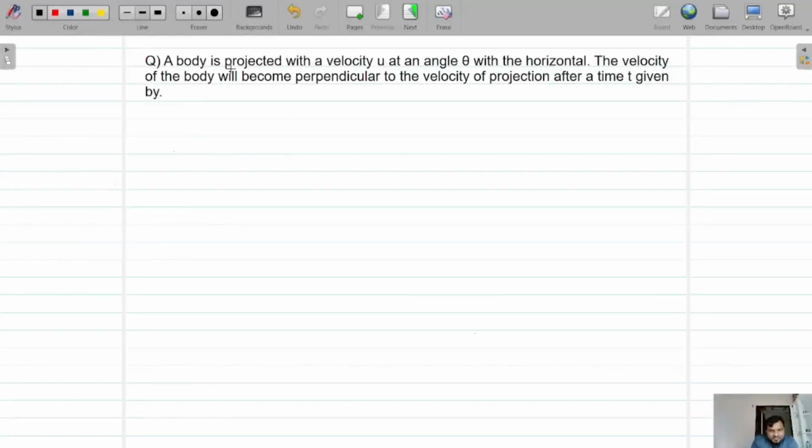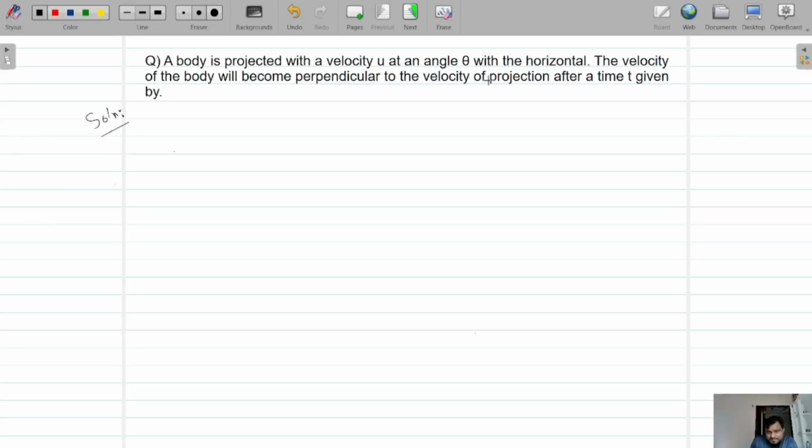Question given: a body is projected with a velocity u at an angle theta with the horizontal. The velocity of the body will become perpendicular to the velocity of projection after a time t given by. I need to find time t. Solution.